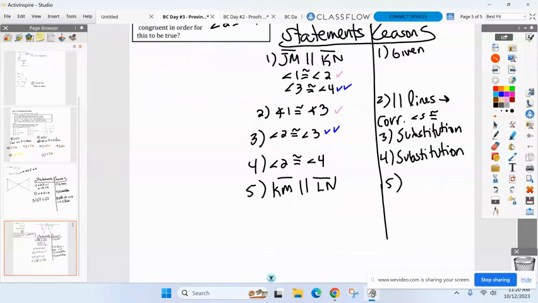What type of angles are these? 2 and 4? Corresponding, right? So corresponding angles congruent. Make sure you have the congruent imply parallel lines. Good.